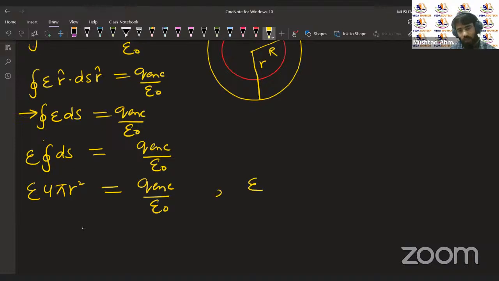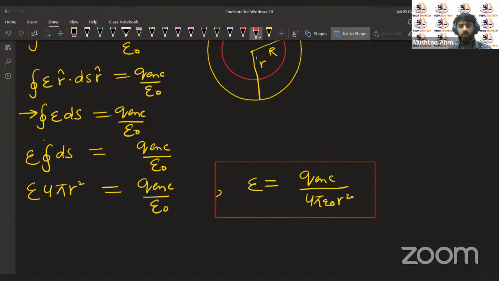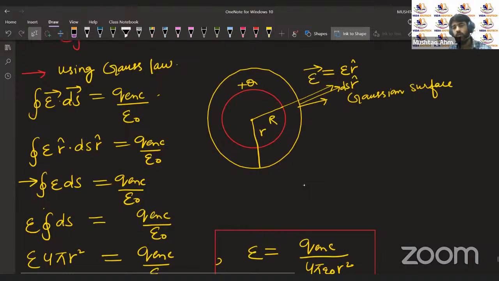From here, the magnitude E will be equal to q enclosed upon 4 pi epsilon naught r square. So this is the electric field strength at a distance of r outside this hollow sphere. We know that within this Gaussian surface, the total charge enclosed is the total charge on this sphere. That's the plus q. Plus q is the total charge on this sphere, and this is the same charge which is enclosed by this Gaussian surface.